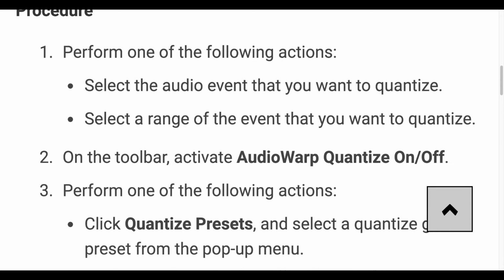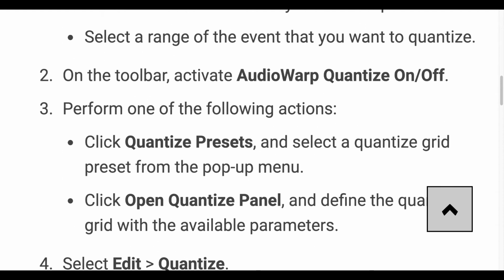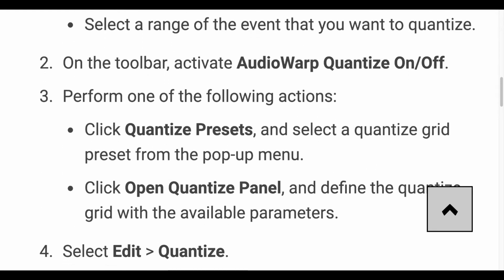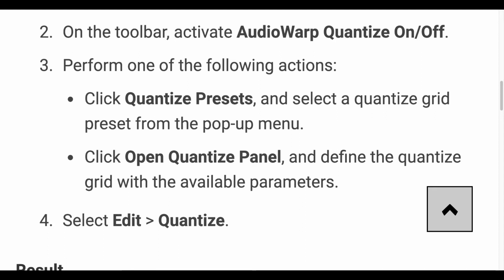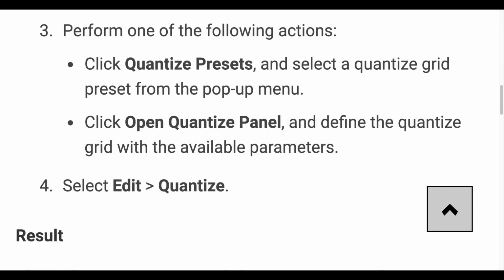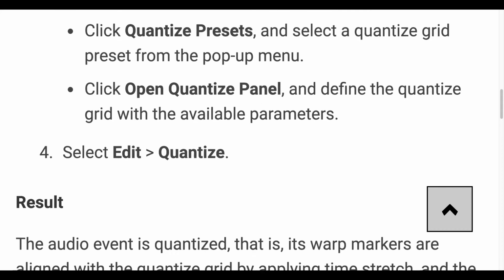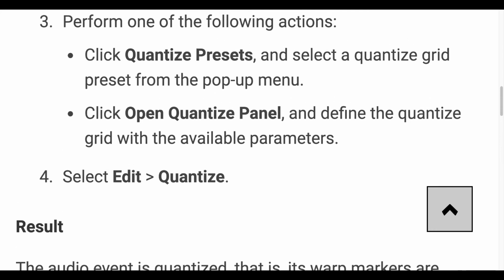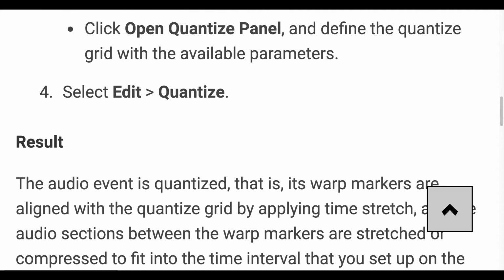Select the audio event that you want to quantize. Select a range of the event that you want to quantize. On the toolbar, activate Audio Warp Quantize On/Off. Perform one of the following actions. Click Quantize Presets, and select the Quantize Grid preset from the pop-up menu. Click Open Quantize Panel, and define the Quantize Grid with the available parameters.